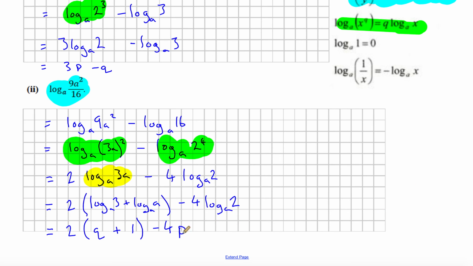So now one final tidy up. I'm going to multiply the 2 by each of these, so that's going to be 2q plus 2 minus 4p. And now we have the answer in terms of p and q. And that is the end of question 4.